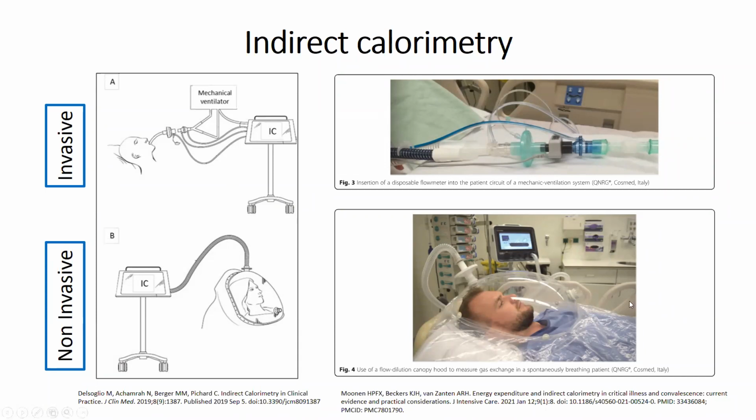In the non-invasive approach, you have a kind of helmet, a hood that creates a somewhat closed system, and again, measurement of the gas exchange. The measurement outcomes are your VO2 and your VCO2. Those two factors can be used to calculate the respiratory quotient. You've heard of the respiratory quotient.